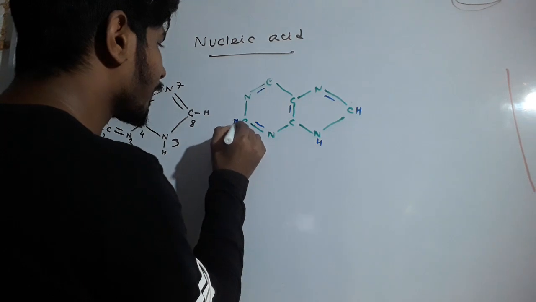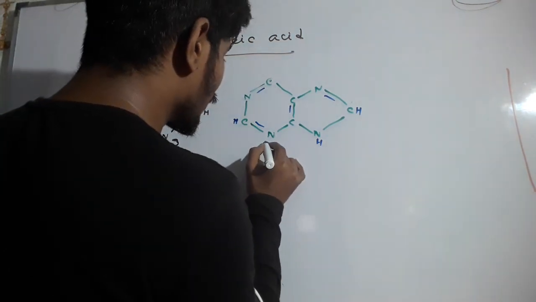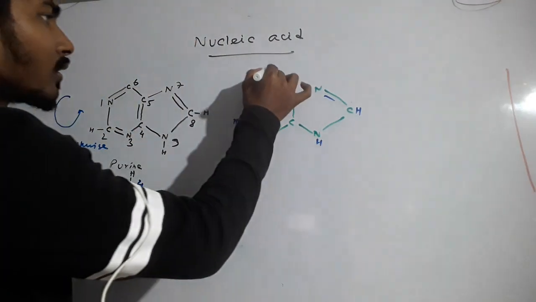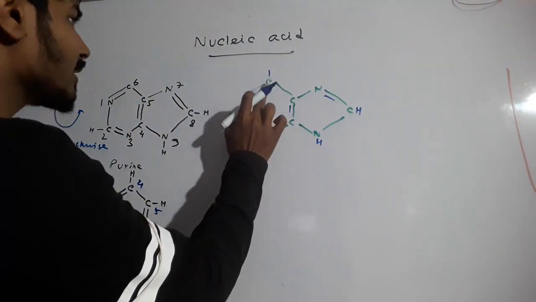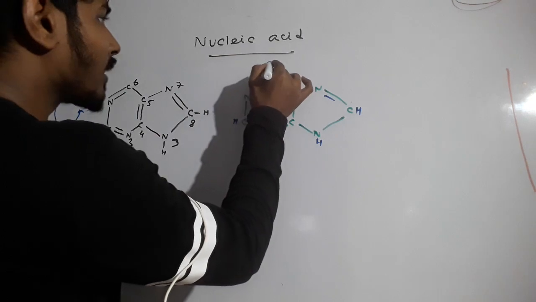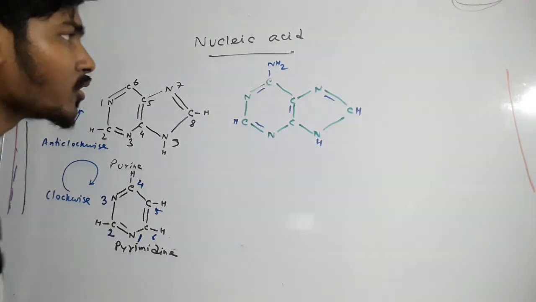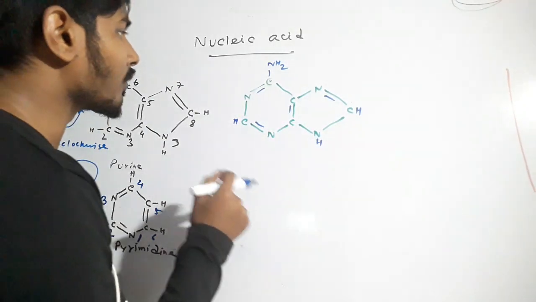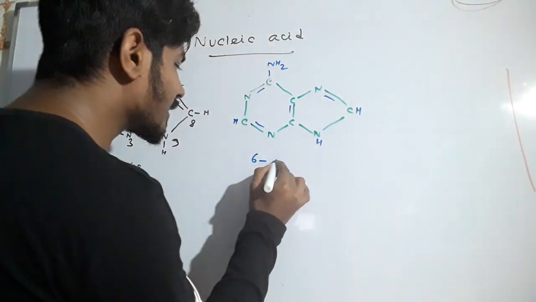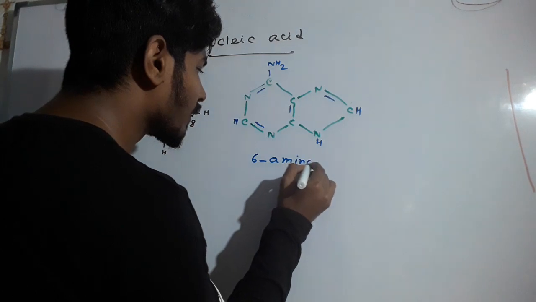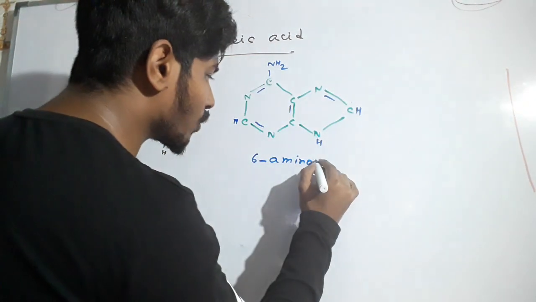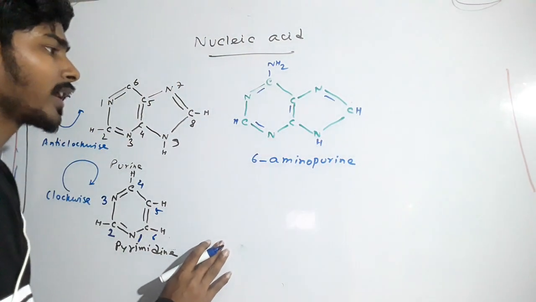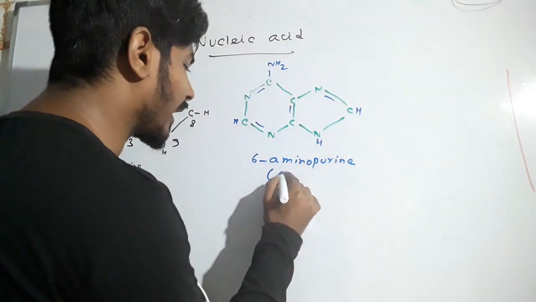Okay, so you can see that this carbon is the 6th carbon and adenine has an amino group in the 6th position. Okay, and we call this 6-amino, and this structure is of purine, so 6-amino purine. Okay, so it is also called adenine.